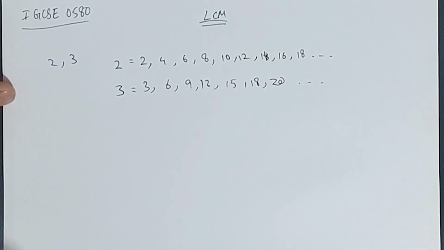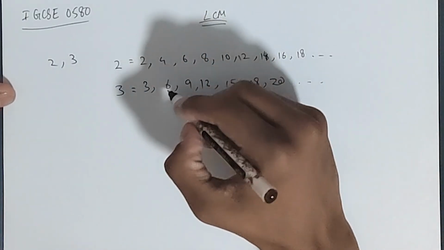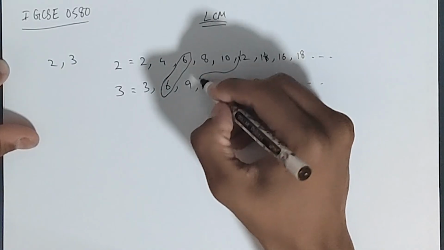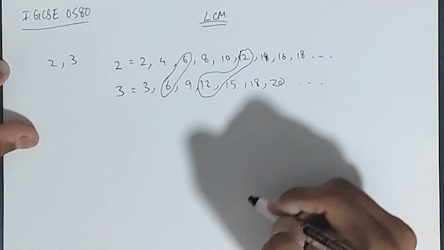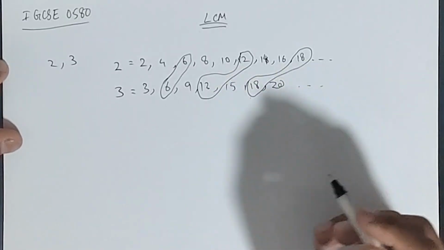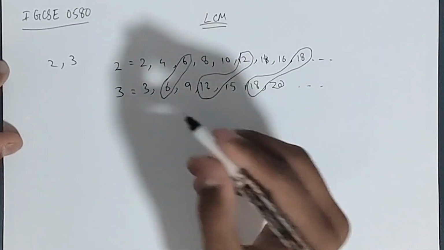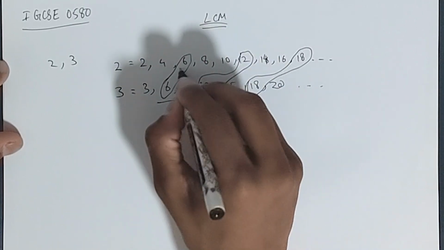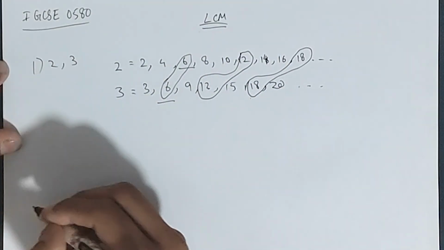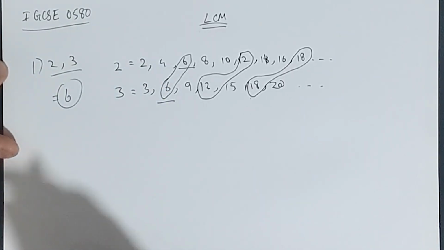Okay, so what we're going to do over here is try to find matching multiples. The first one we find is obviously 6. Then we found 12 and 18 as well. So these are all multiples of these two numbers. However, we need the lowest number. The lowest number in this case which is in both is 6. So the LCM of 2 and 3 is 6. That's your answer over there.